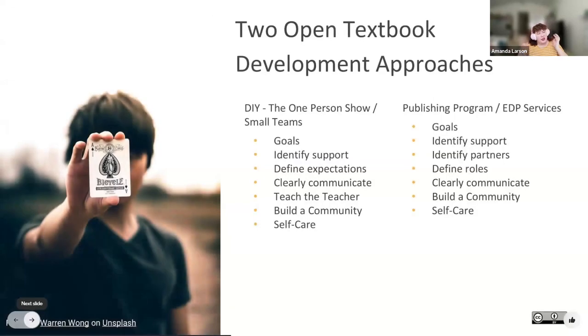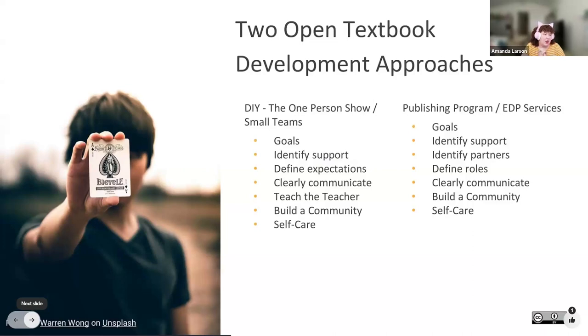So you're thinking about it, and there are two open textbook development approaches. The one is a do-it-yourself. So this is the one-person show or maybe a small team of people. And then there is the publishing program version. As you can see, these share similar steps.